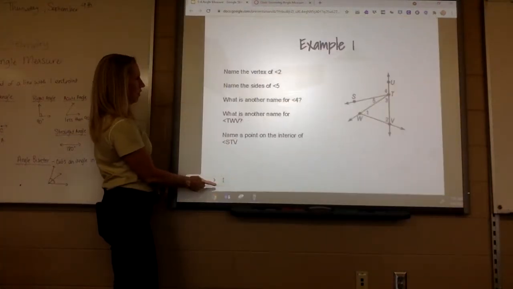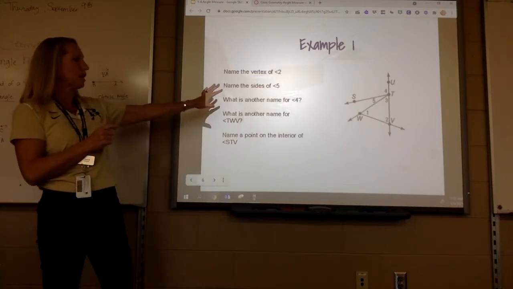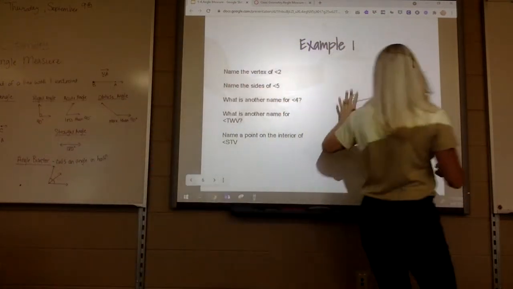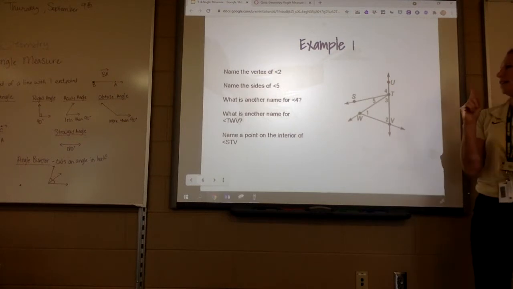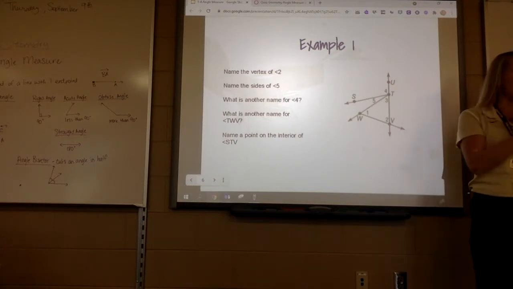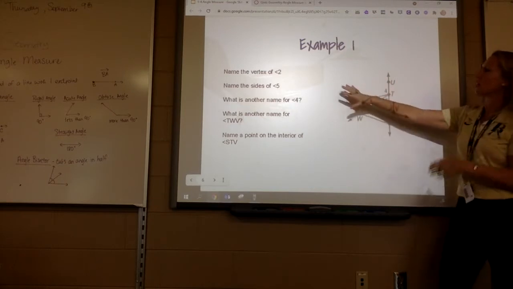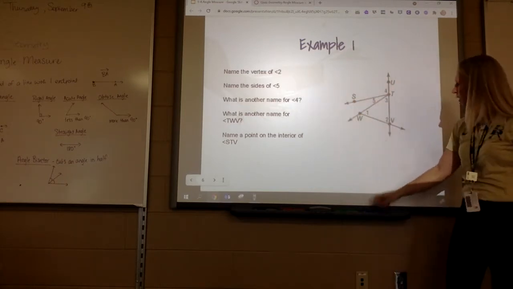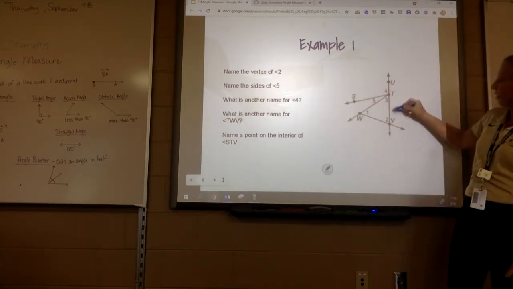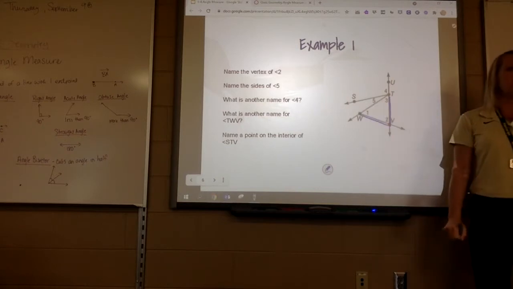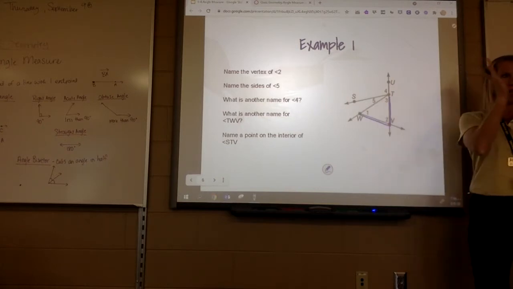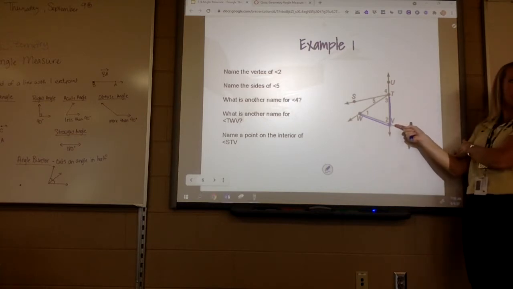Let's move on. Okay, so you're going to have some problems like this. You're going to be given a picture, and you have to name the vertex or the sides, or maybe another name for the angle. So let's look at this. Let's find angle 2. Angle 2 is right here. So that would be this angle. What would the vertex be? V. Does everybody see that? V would be the vertex.